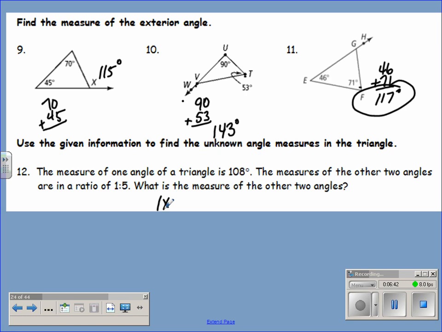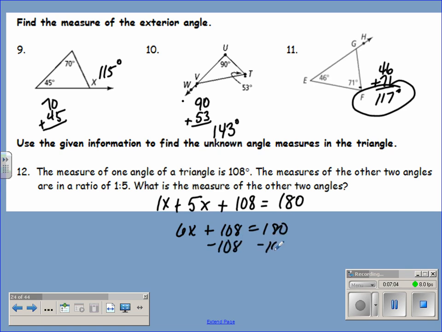So 1 times something, that's my name of one angle. 5 times the same something, there's my second angle. And I know I have one angle that's 108. And I know that's got to make 180 degrees. It has to be. It's a triangle. So put together my like terms: 6x plus 108 equals 180.